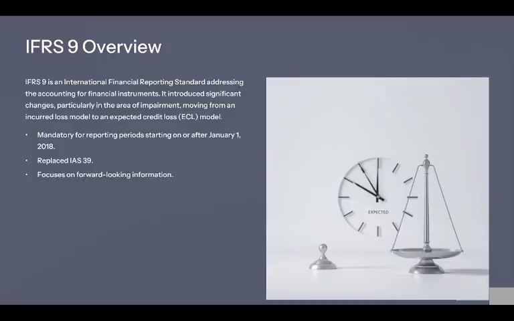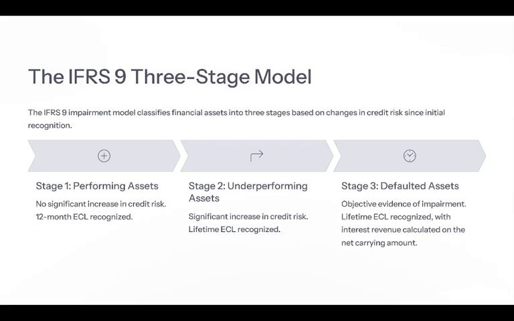IFRS 9 overview. IFRS 9 is an international financial reporting standard for accounting of financial instruments. It replaced IAS 39 and introduced a forward-looking expected credit loss model, effective from January 1, 2018. The standard aims to improve the timeliness and accuracy of credit loss recognition by focusing on expected rather than incurred losses.